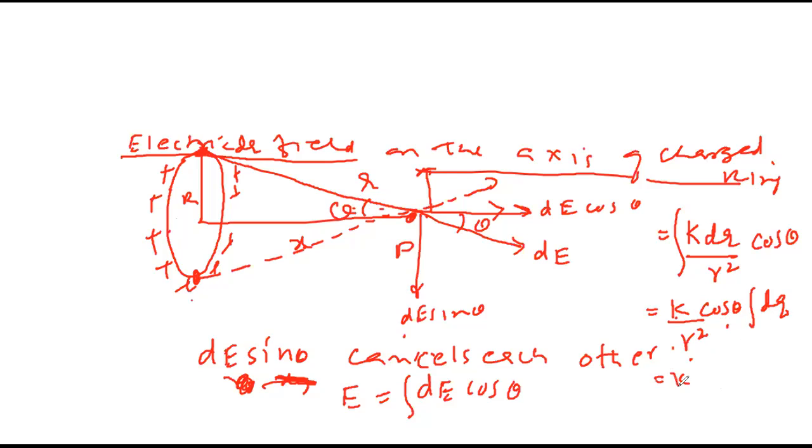So this will become k upon r square cos theta. Total integration of dq is q. So we get kq cos theta upon r square. Now only cos theta has to be found. Just copy this much. We are doing electric field on the axis of charged ring.